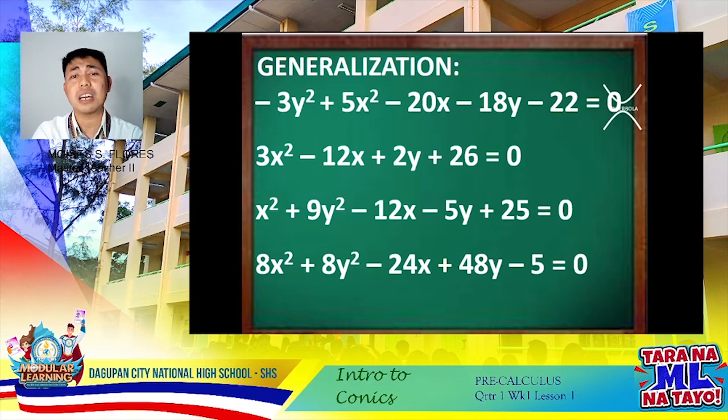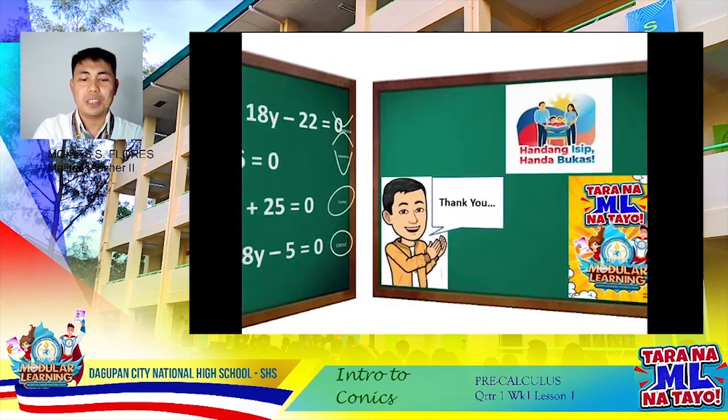Yes, you're right. It's an example of a parabola because only one variable is in the second degree, and that is x. How about the third equation? x squared plus 9y squared minus 12x minus 5y plus 25 equals 0. You're right again. It's an ellipse because both x and y are in the second degree and they have the same sign yet different numerical coefficients. And lastly, take a look at that equation. It's an example of a circle, because both x and y are in the second degree, with the same signs and the same numerical coefficients.